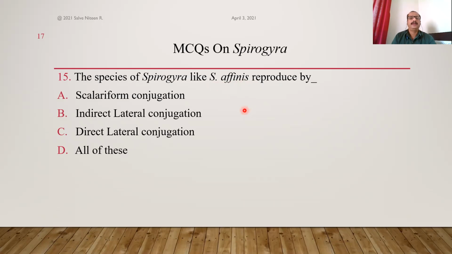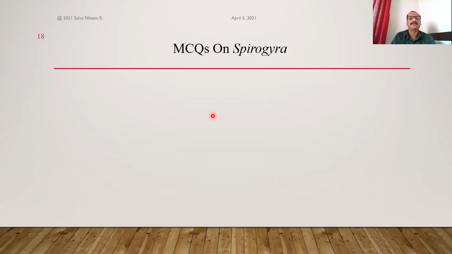This one is one of the species attached to the substratum. It shows indirect type of lateral conjugation. Lateral conjugation is a sexual method of reproduction which is very rare. Scalariform conjugation is the most common method of sexual reproduction, and lateral conjugation is a rare one. Indirect and direct both are rare. And indirect lateral conjugation is shown by the species Spirogyra affinis. So here the answer is option B. That is the correct answer.